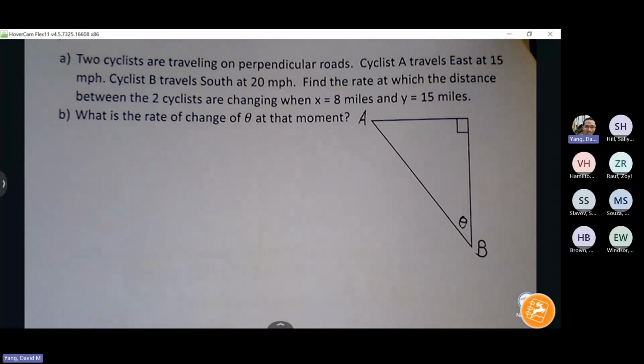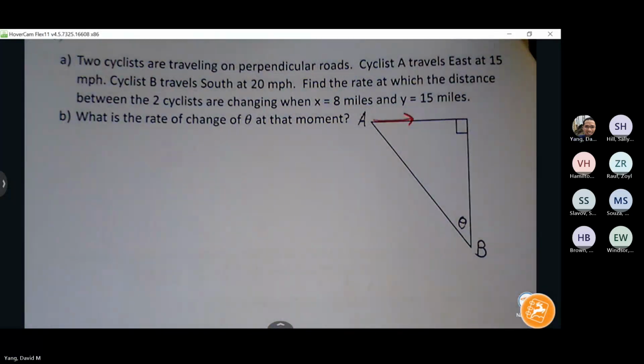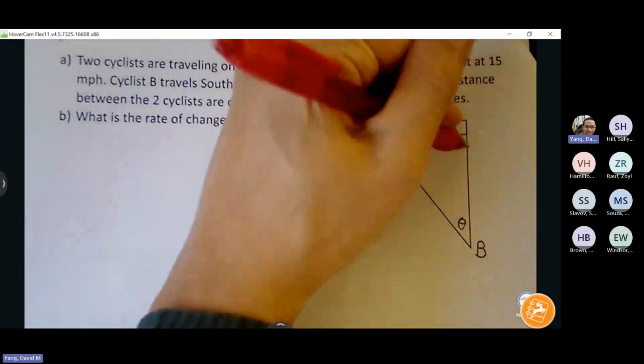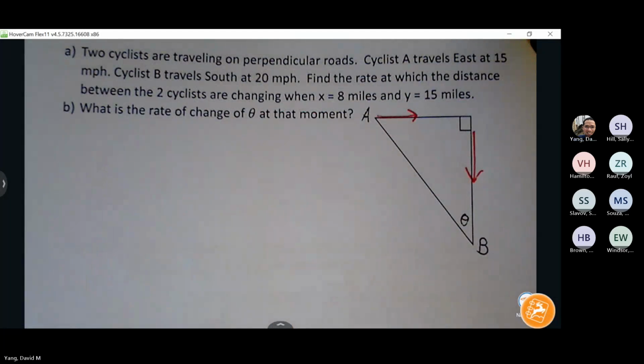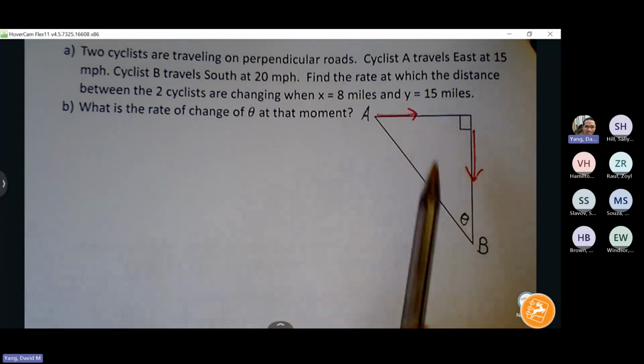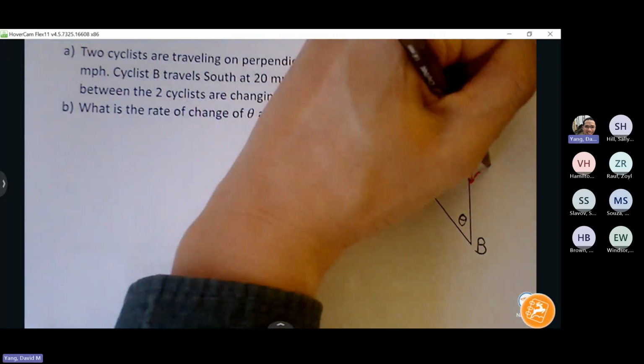All right, two cyclists are traveling on perpendicular roads. Cyclist A is traveling east. Cyclist B is traveling south. Find the rate at which distance between two cyclists are changing when x equals 8 and y equals 15. We know Pythagorean theorem will allow us to hit all three sides here. I'll call this x. I'll call this y.